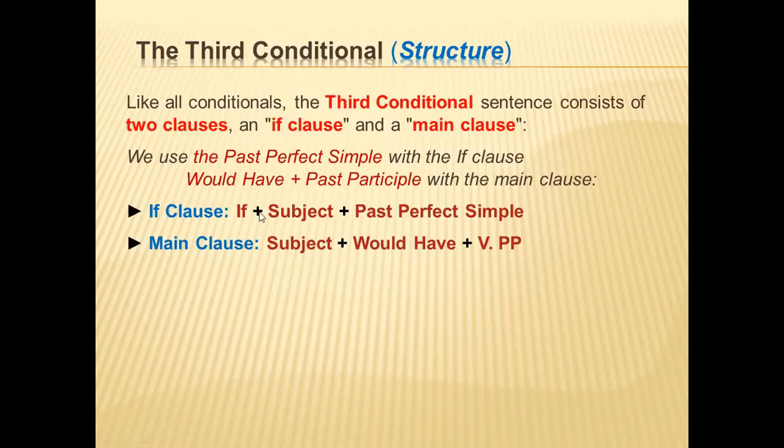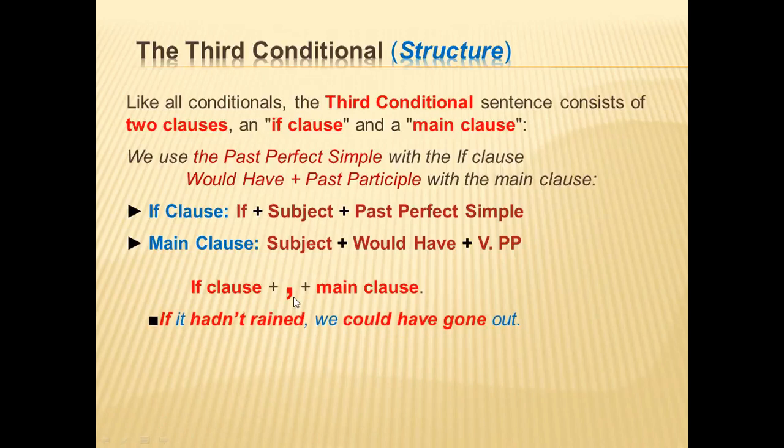In the if clause, they have if plus subject plus past perfect simple, and in the main clause they have subject plus would have plus past participle. You can say verb 3. This is the form, and if you use the if clause first, you have to use a comma. If you use the main clause first, you do not need to use a comma.